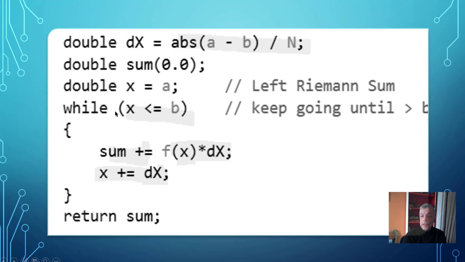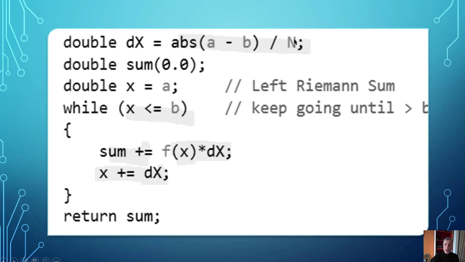So over here you say continue doing this, starting at some x at a. Keep moving over as long as x hasn't reached the end of the line, say b. And we have an initialization for delta x. Delta x says, tell me what a and b are, and how many ways do you want to slice it up? That'll give me each of my delta x's.